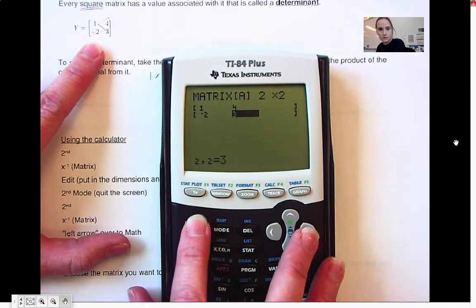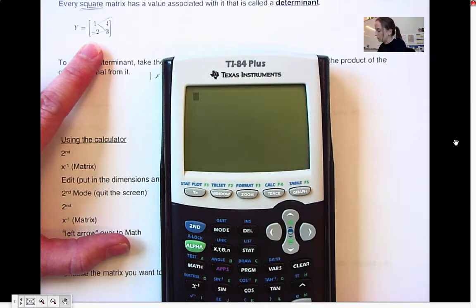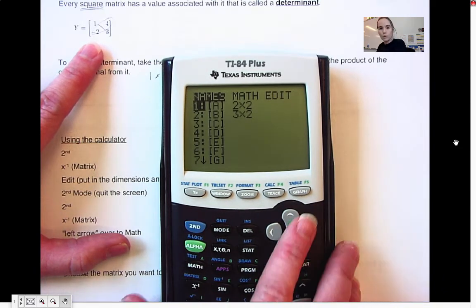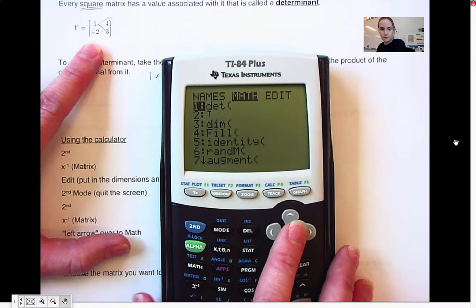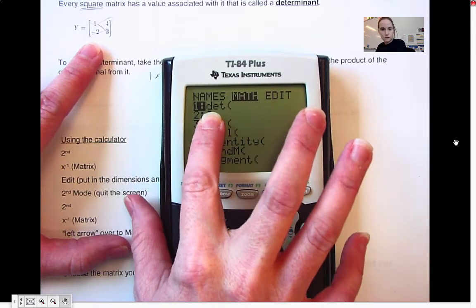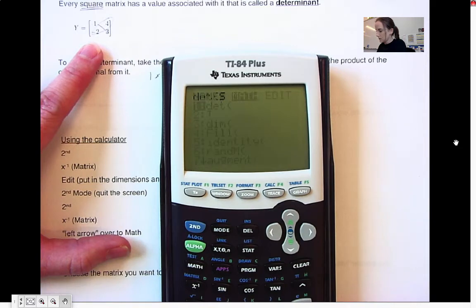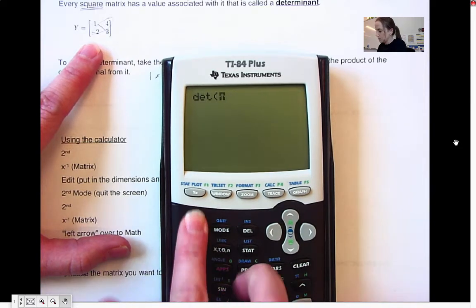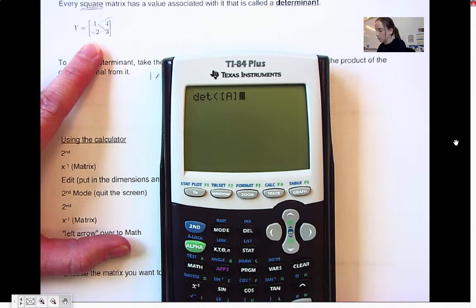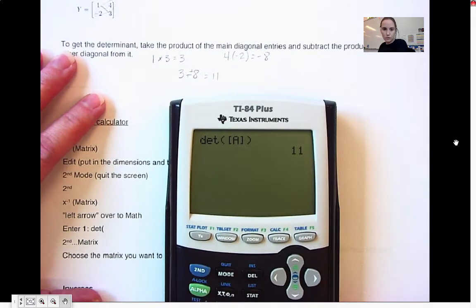Okay, quit the screen. Now go back to your matrix and go over to math. DET is for determinant. And then go get matrix A, or the matrix that you put your matrix in. You don't have to close the parentheses. I just like to sometimes. Okay, and 11 is correct. So we did our stuff correctly.